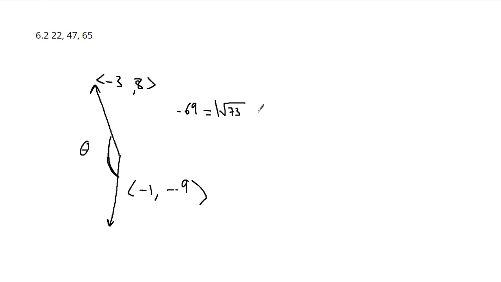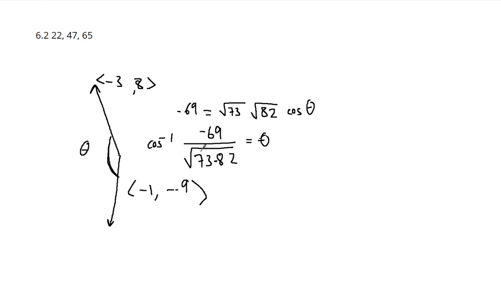Multiplied by the square root of 82. Then you take the minus 69 divided by the combination of these two, which I don't even know what 73 times 82 is in my head, but just do this, put the theta, and then put the cosine inverse, or the arc cosine, right? So this is our angle right here, whatever it is.